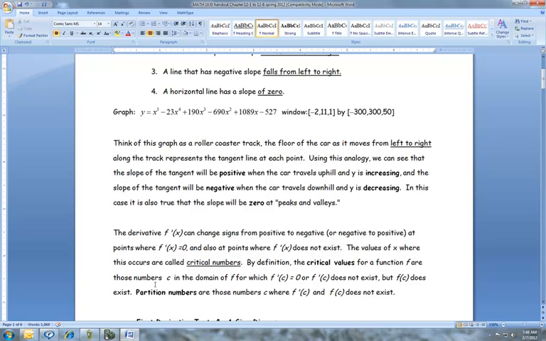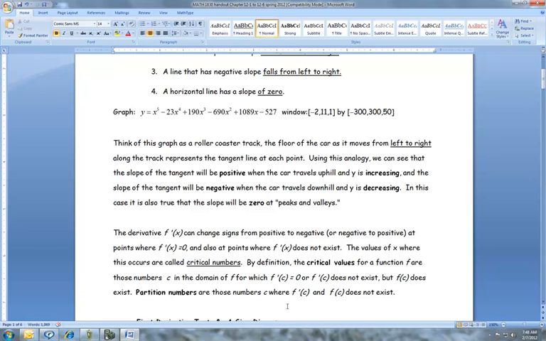We also have another type of number, partition numbers, and these are numbers c where my derivative and, notice there's an and here, my original does not exist. So this is like when I have rational expressions where I can't have division by 0.